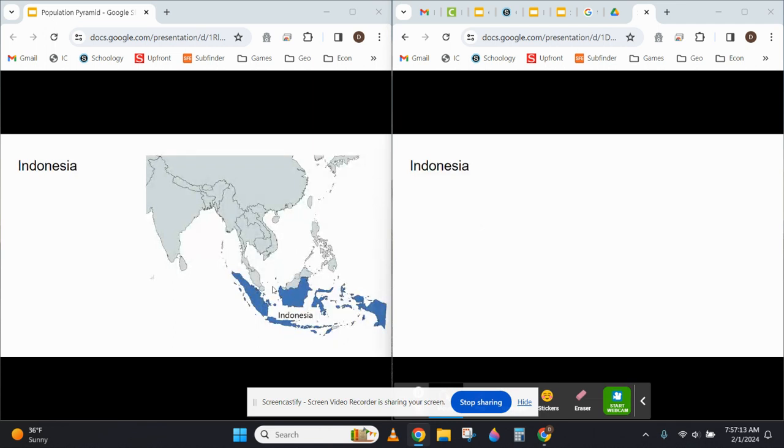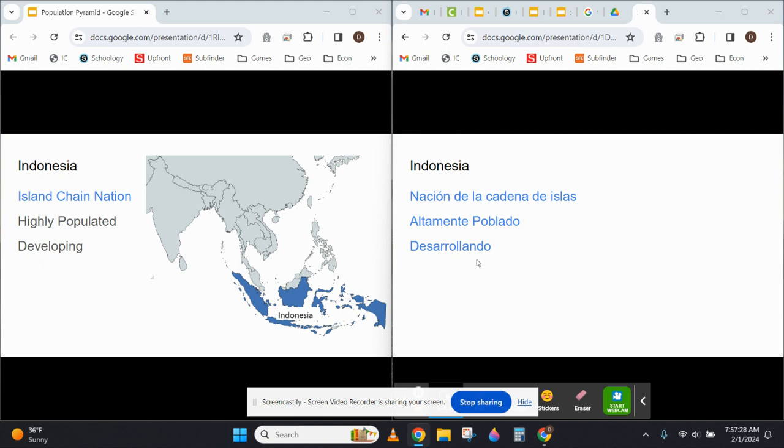Next, we got Indonesia, which is an island country. It's got thousands and thousands of islands, some big, some small. It's also highly populated, lots and lots of people. It's also developing, so it's in that middle stage where it's getting a lot of access to healthcare, education, all that stuff. It's modernizing. Its death rate has dropped, but its birth rate is still very high. It's also an Islamic country, which is why sometimes it has conflicts with its neighbors as well.